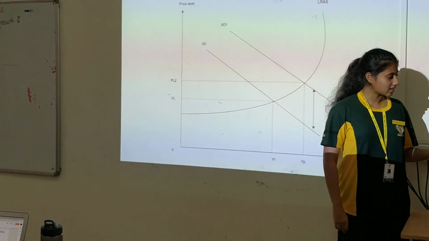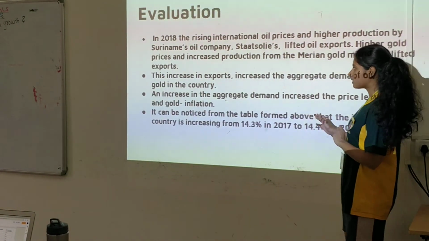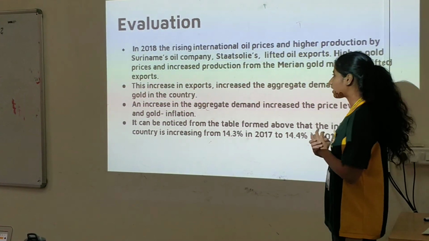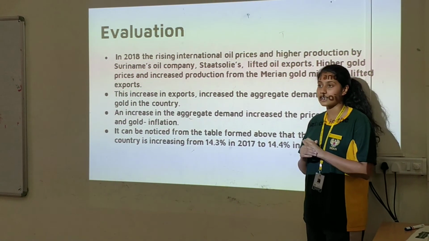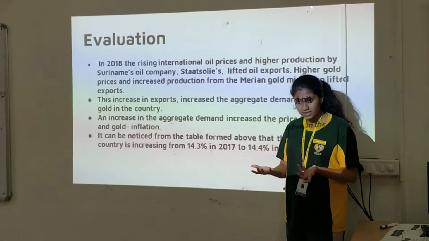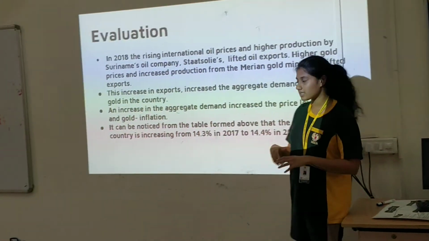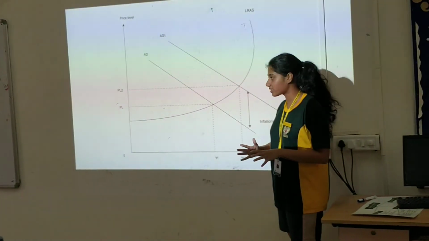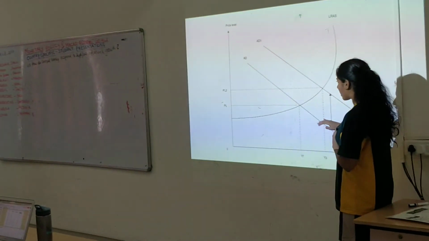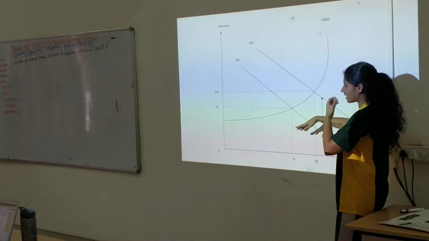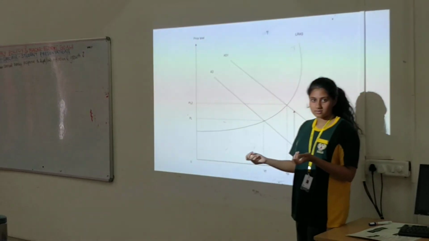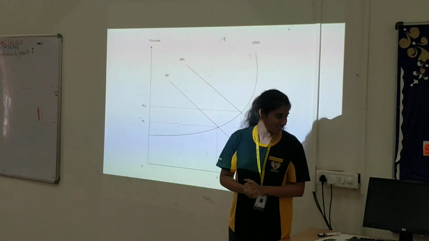So I'll start with this slide because I'm going to be talking about the current situation. In 2018, there is more demand for gold, and more demand for oil. Since there is more demand for these products, the aggregate demand has increased. As the aggregate demand is increasing, it causes the price level to also increase. So inflation is increasing again. Understood?